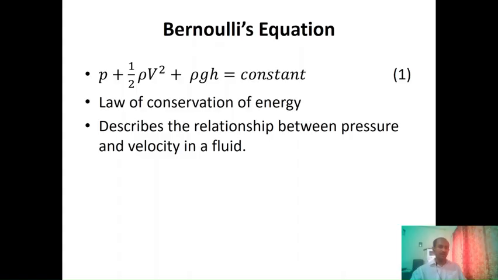It states that the pressure energy plus the kinetic energy plus the gravitational potential energy is a constant. Bernoulli's equation is basically the law of conservation of energy. You can see from the equation that it describes the relationship between the pressure and the velocity.